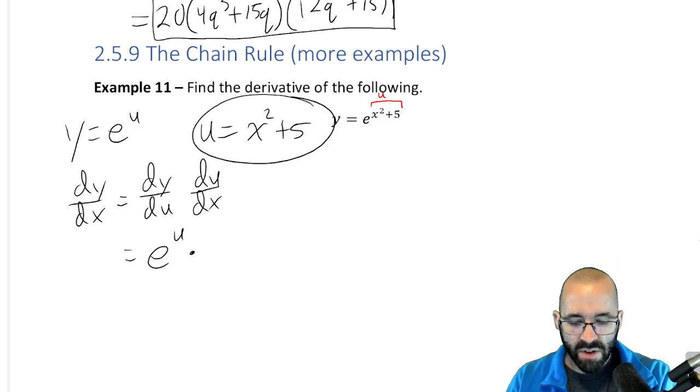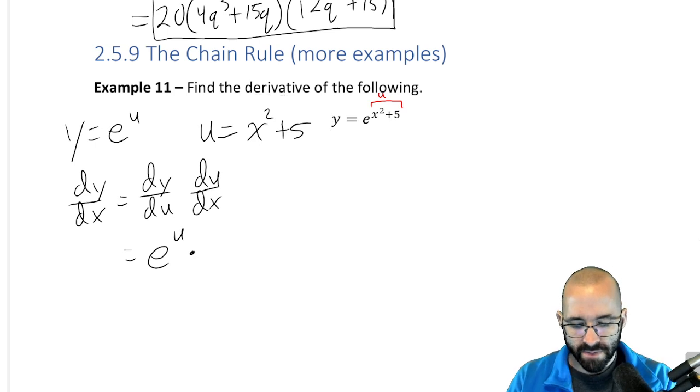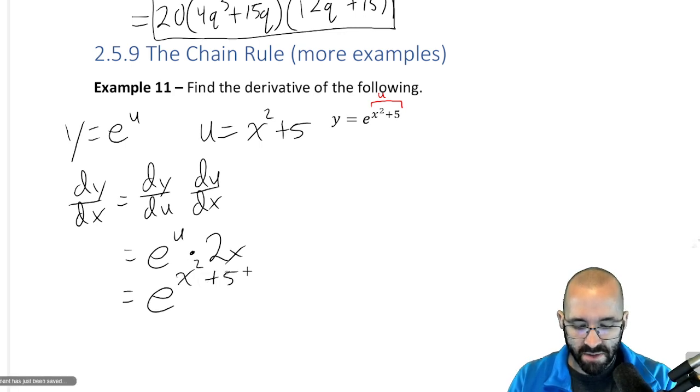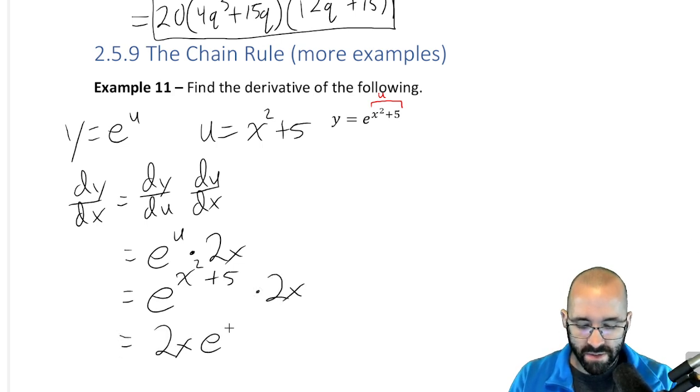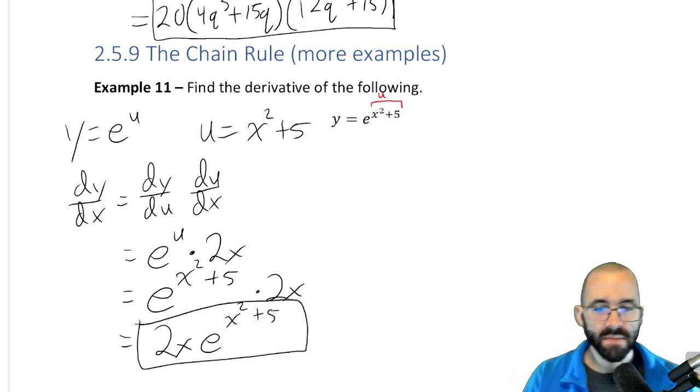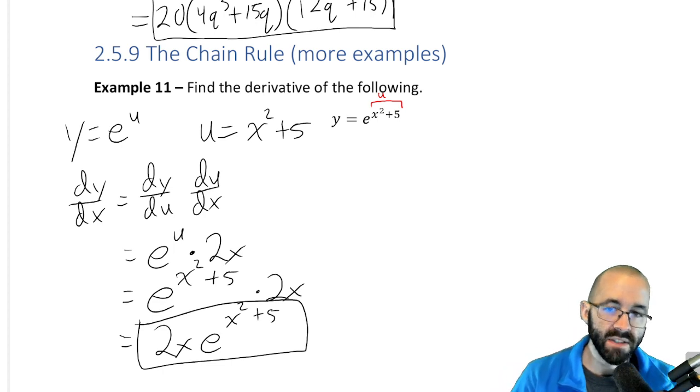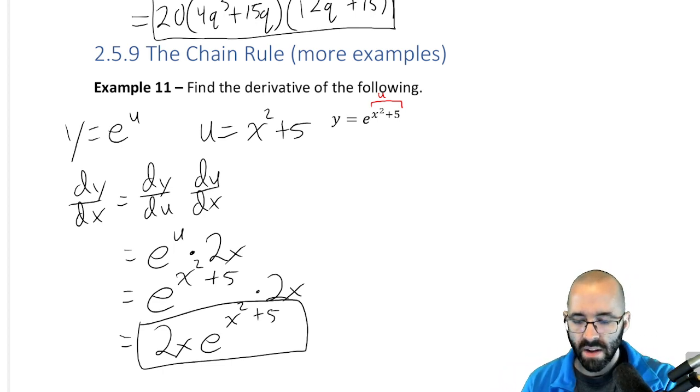Now what's the derivative of u with respect to x? That's going to be 2x. All that's left is putting everything in terms of the original variable. U is x squared plus 5. And then here it's usually normal to put the 2x in front. And we'll get this as our answer. This is our derivative.